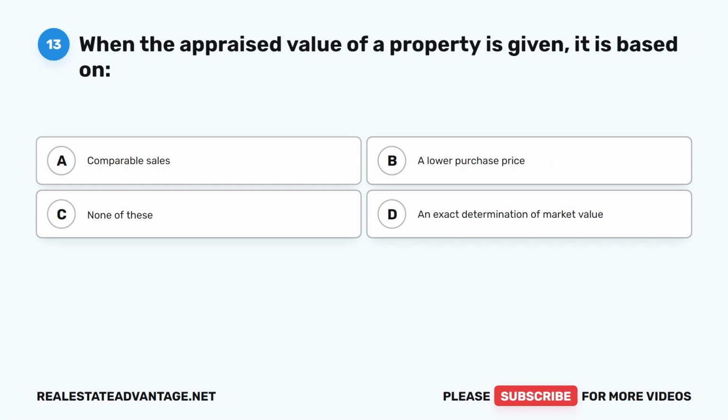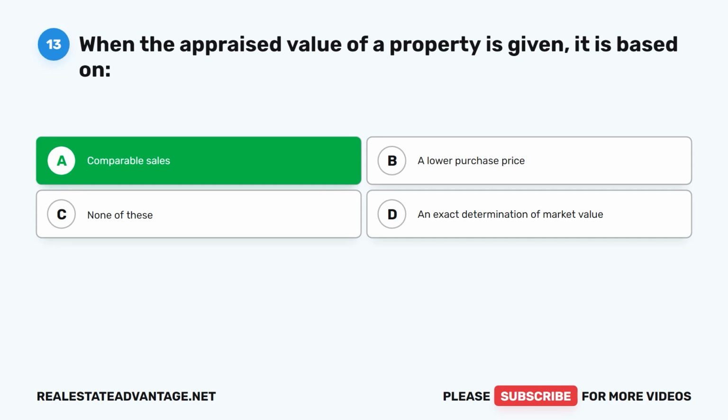Question 13. When the appraised value of a property is given, it is based on A. Comparable sales. B. A lower purchase price. C. None of these. D. An exact determination of market value.